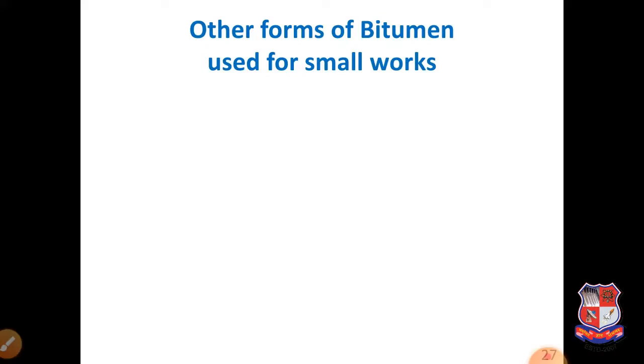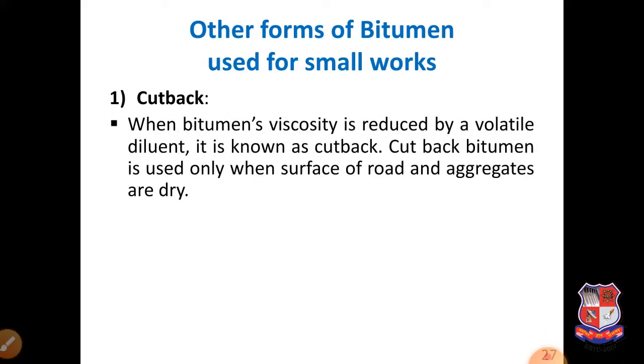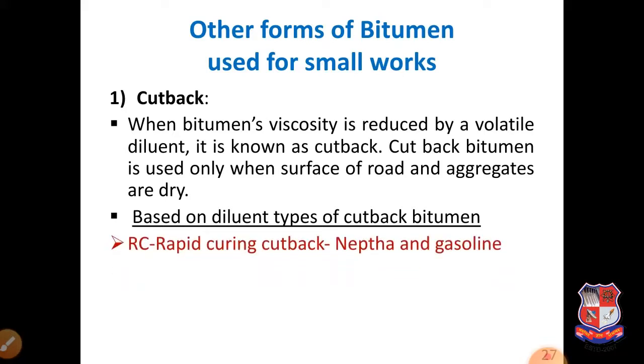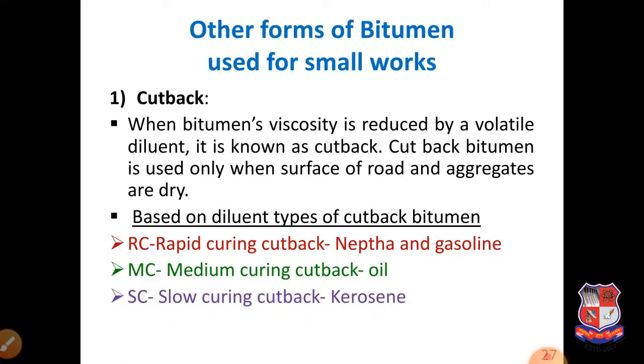Other forms of bitumen used for small works of road construction. First form is cutback. When bitumen's viscosity is reduced by a volatile diluent, it is known as cutback. Cutback bitumen is used only when the surface of the road and aggregates are dry. Based on diluent, the types of cutbacks are RC, meaning rapid curing cutback, where naphtha and gasoline are used as diluent. MC means medium curing cutback and oil is used as diluent. SC is slow curing cutback and kerosene is the diluent.